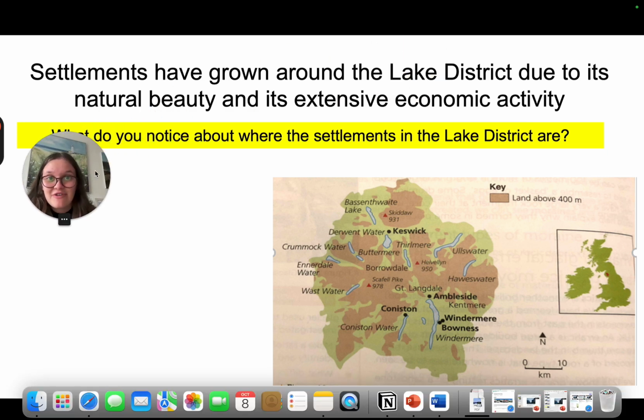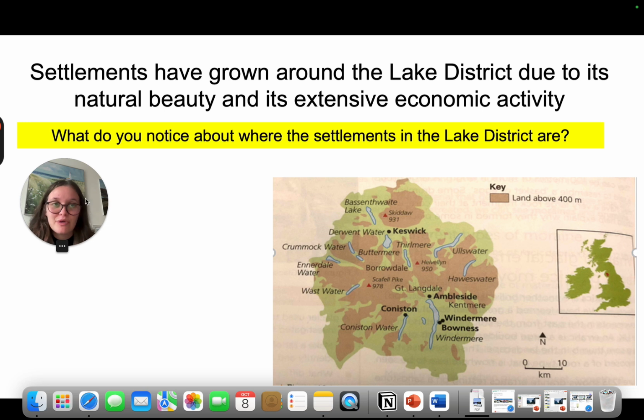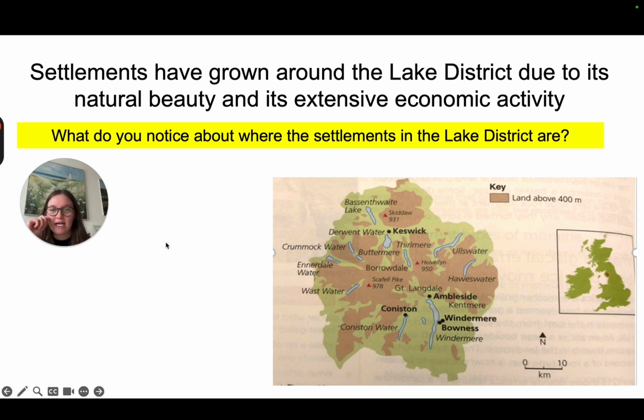So settlements have grown around the Lake District due to its natural beauty and its extensive economic activity. So looking at this map here, what do you notice about where the settlements in the Lake District are? So you've obviously got Lake Windermere here, and these are the settlements we're talking about. What do you notice about where they are? Think about land, think about access to these ribbon lakes.